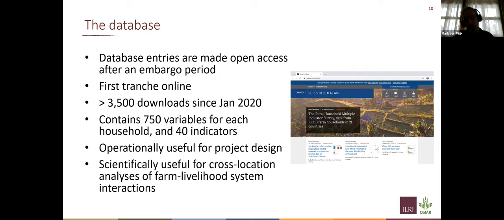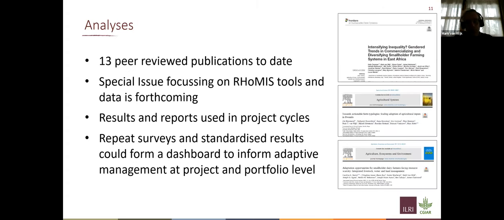But we're realizing more and more that there's much more information we could extract from those 750 variables to calculate many more indicators. For example, around crop production and land use, we still don't harvest everything that's in the database. So this type of data is, of course, operationally useful for project design and for execution. And especially where our interest also comes is that the large database is scientifically very interesting for cross-site analysis. Farm livelihood and system interactions, focusing on drivers of food security. Can we analyze general gender patterns, et cetera. That's the way we currently use data as well.